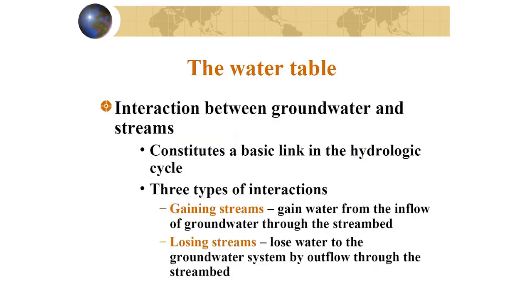Interaction between groundwater and streams constitutes a basic link in the hydrologic cycle. There are three types of interaction. First, the gaining streams, or effluent streams, gain water from the inflow of groundwater through the stream bed. Then we have the losing streams, or influent streams, which lose water to the groundwater system by outflow through the stream bed.